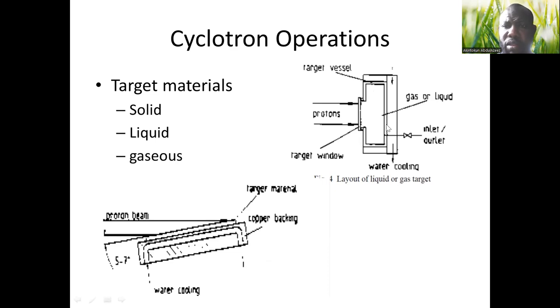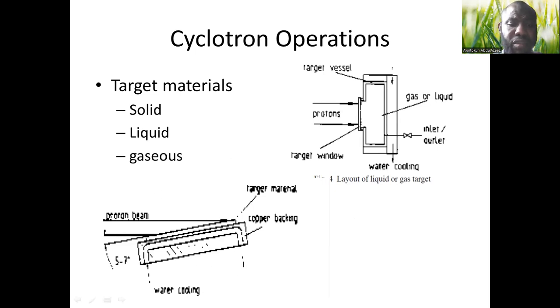So we have cooling. Why? Because there is a lot of heat generated during interaction. So we have to cool the target so that we don't break the integrity of the target. We have water cooling. We have a target vessel. You understand? So it has to be properly cooled. And we have an inlet and outlet where we supply the target material and we take it out to the chemistry module.